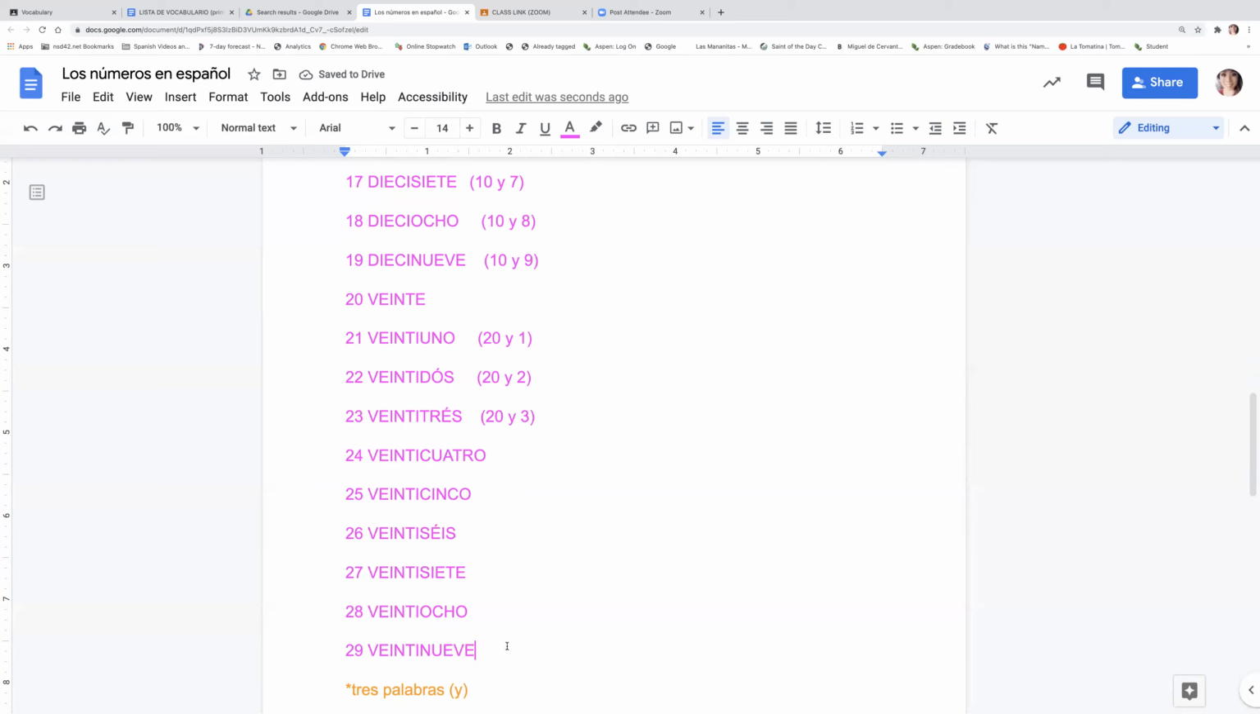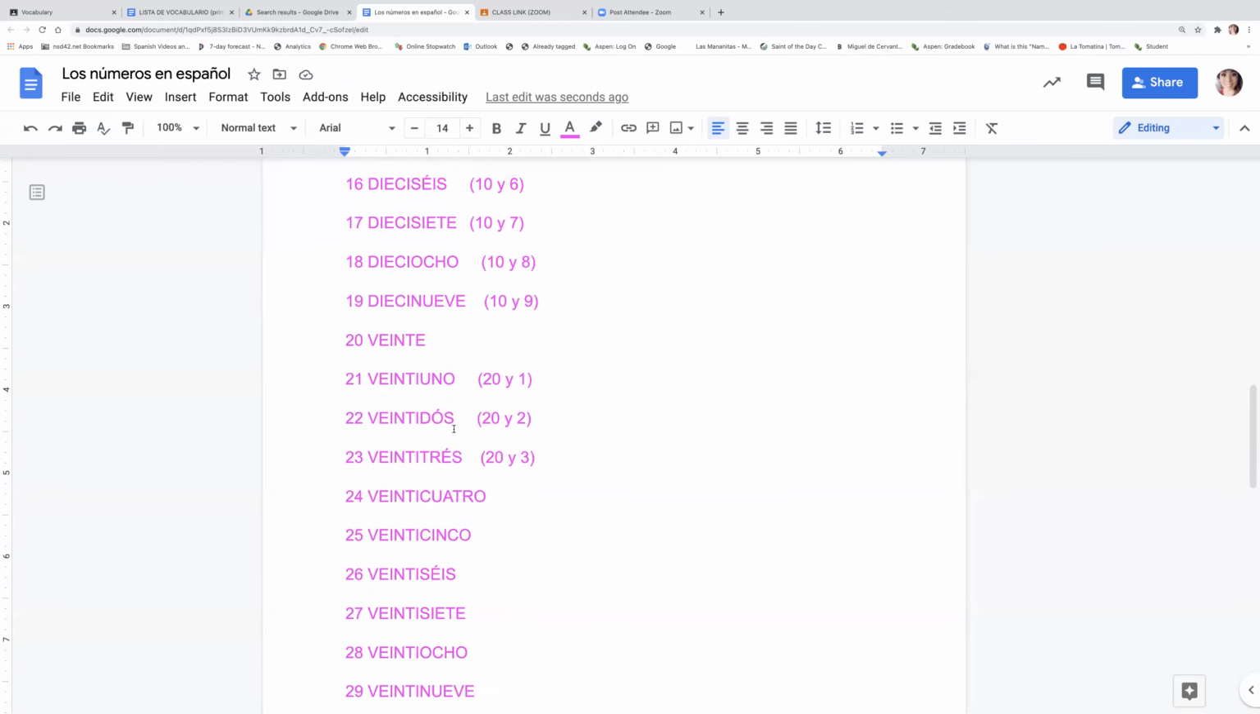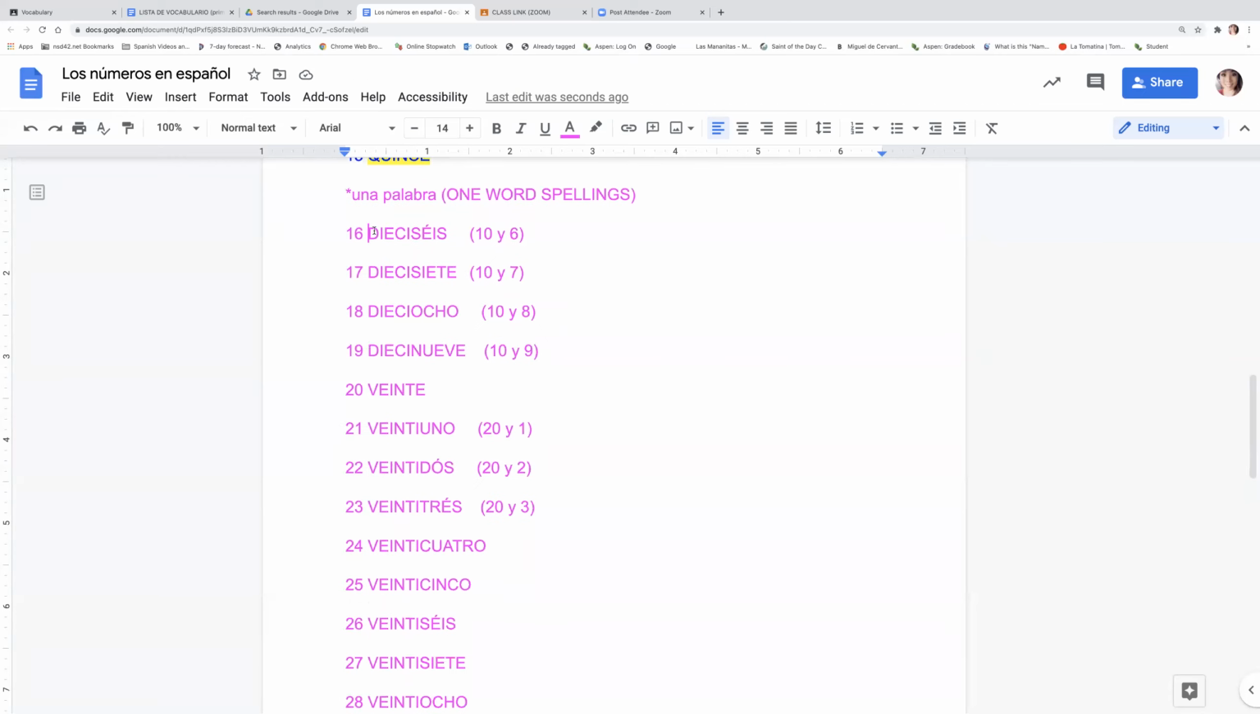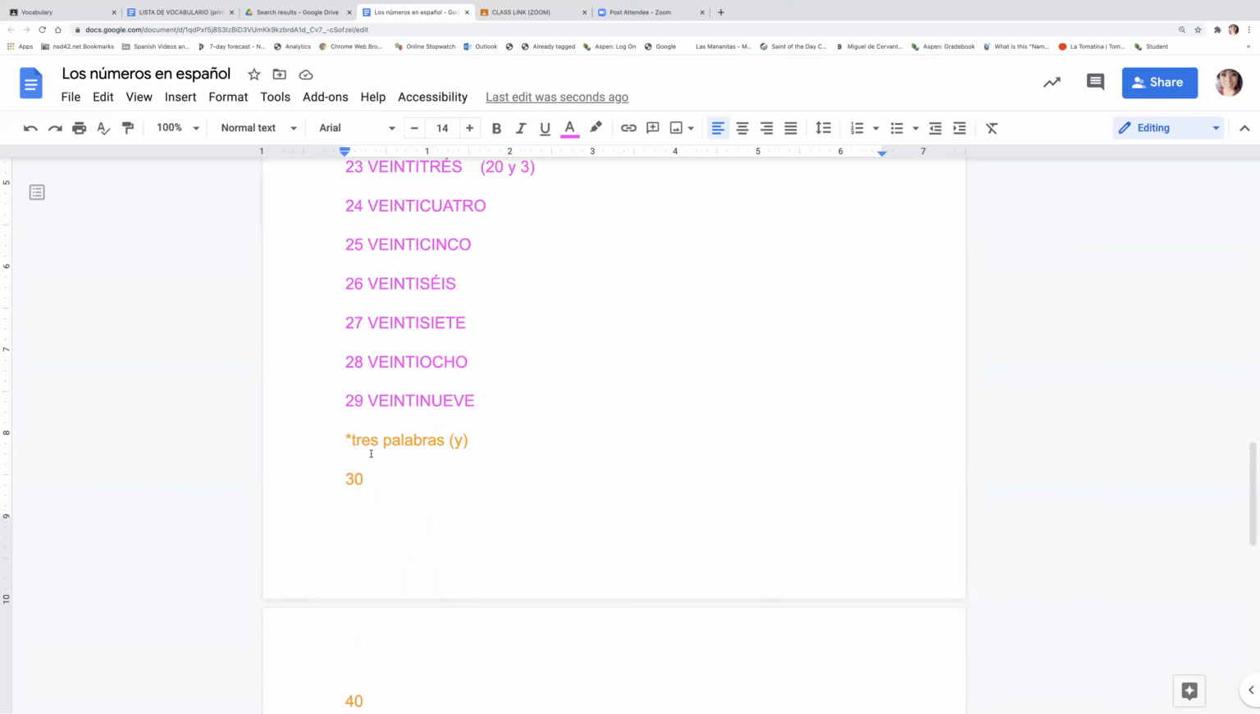So the reason why is I want to remind you, as I scroll up to the top of the pink, these are all una palabra. They're all one word spelling. Your 16 up through your 20s, they kind of smush everything together and make it one word, nice and compact. But starting with 30, and luckily this follows suit for the rest of the time all the way up to 100, any of your numbers from 30 and up are going to be tres palabras.